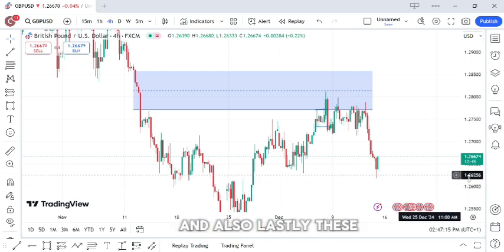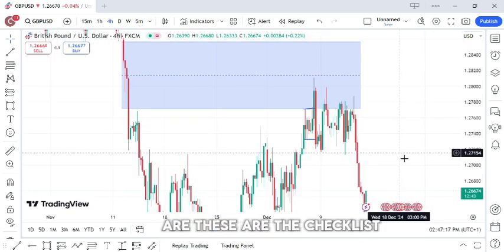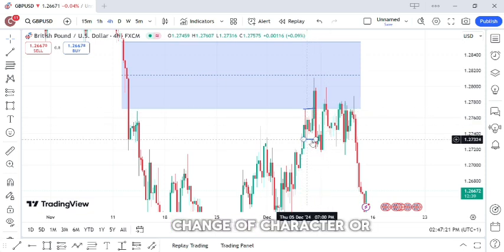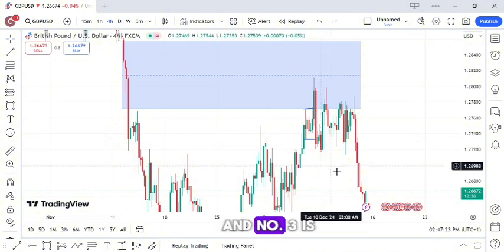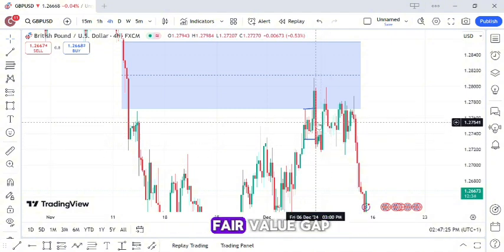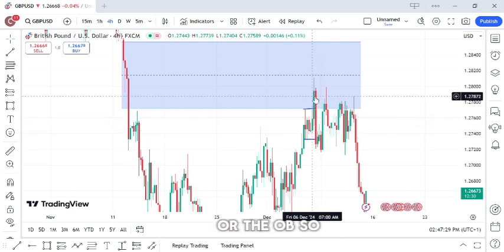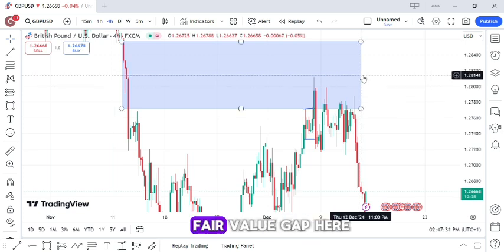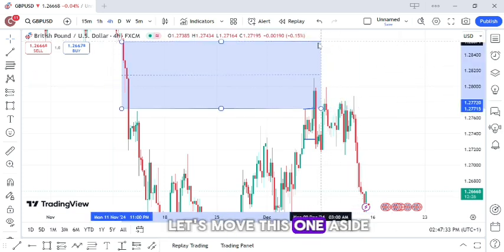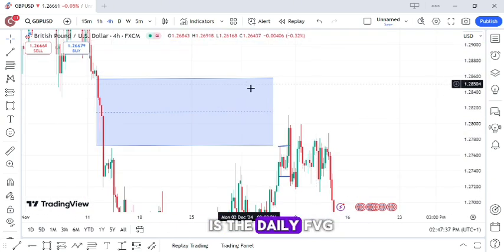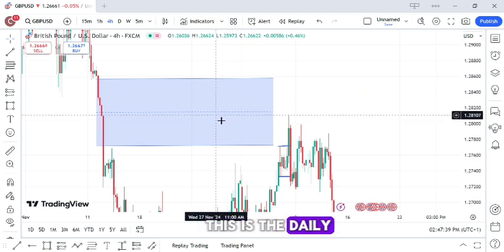And lastly, these are the checklists. Number one is the sweep of liquidity. Number two is a change of character or market structure shift, and number three is a retracement to the fair value gap, or the OB. So we can see the fair value gap here. Let's move this one aside. This is the daily FVG. This is the daily fair value gap.